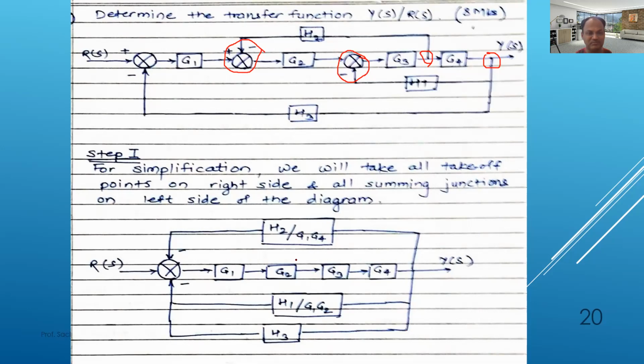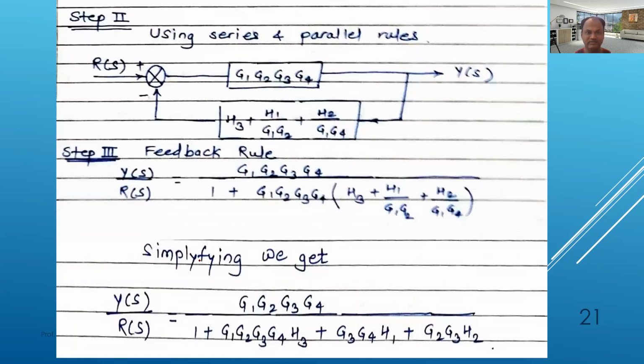Now, after simplification, you will get to know that these are all in series and these feedbacks are all in parallel. So we have to use series and parallel rules only, and afterwards we are going to use only one feedback loop. So this is the trick in this example. On the next slide, you will get G1, G2, G3, G4 because it is in series, and H3 plus H1 divided by G1, G2, plus H2 divided by G1, G4. This is in parallel, so they have been added.